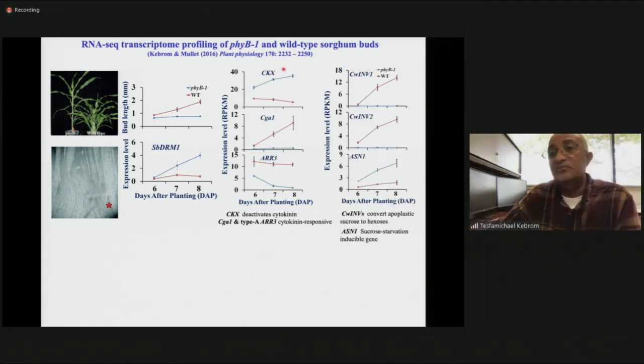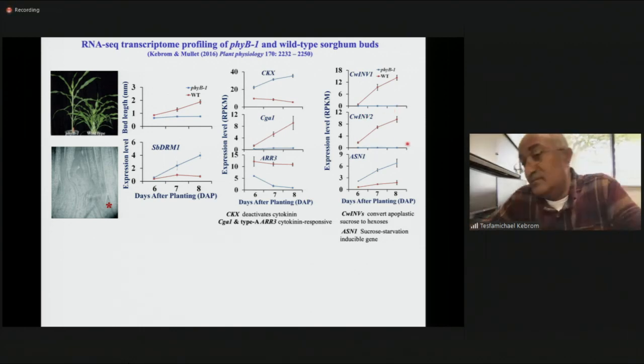And another group of genes that we found was cell wall invertase genes. Two cell wall invertase genes were upregulated in the wild type buds, the buds that grew to a branch. And in the 5B1, these same two genes were not upregulated, which means they were very low, almost zero. So this is telling us that cell wall invertase genes were upregulated in the growing bud after 6 days, that means during the transition stage.